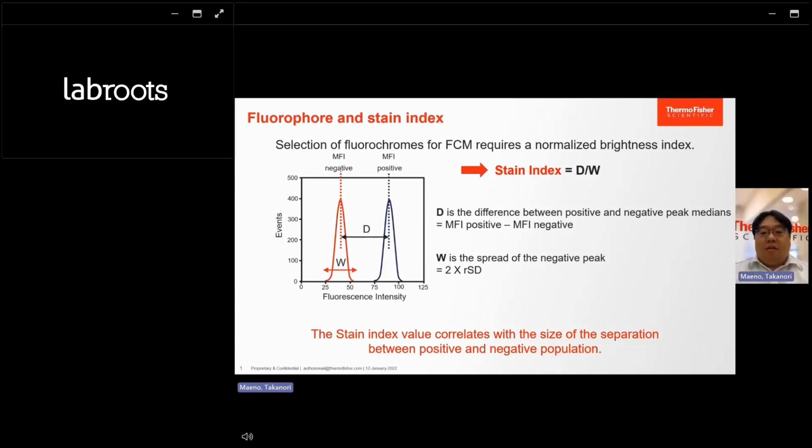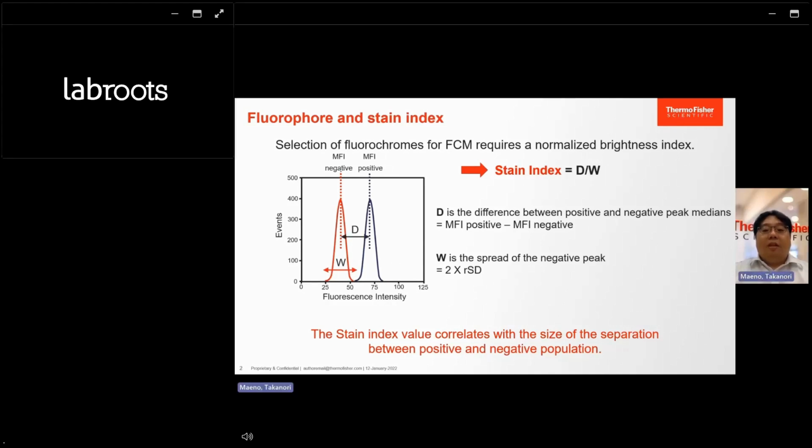The brightness of the fluorochromes is of course important for data resolution in flow cytometry, but it also depends on the difference between positive and negative populations. In flow cytometry, this brightness index is called stain index, which is the difference between the median brightness value, called the MFI value, of the positive population and the MFI value of the negative population, divided by twice the standard deviation of the negative population. The larger the stain index, the wider the separation between positive and negative population.